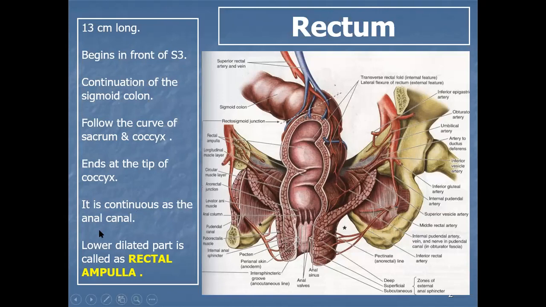Okay, the lower dilated part is called the rectal ampulla. If you see here, before it continues as the anal canal, this is the recto-anal junction. So this is the junction, and below this is the anal canal. Above that, before the rectum ends, it forms a dilated part that is called the rectal ampulla. So always this is filled with the feces before it is evacuated outside.